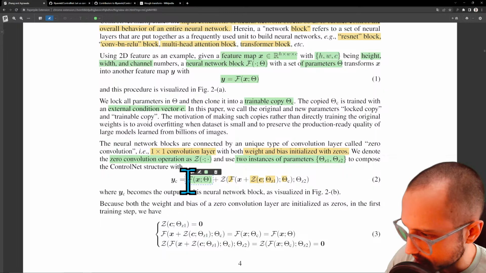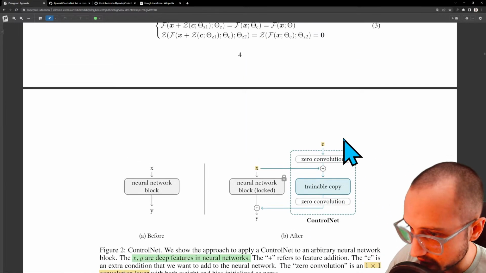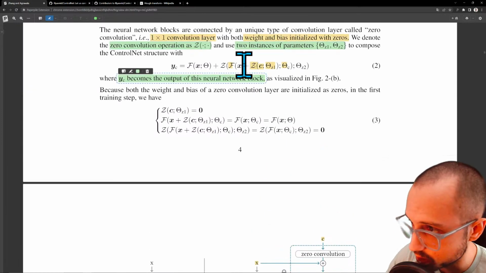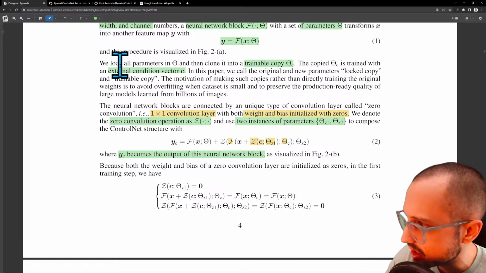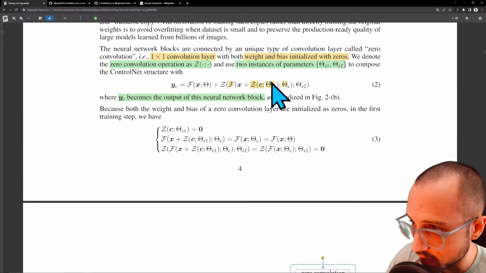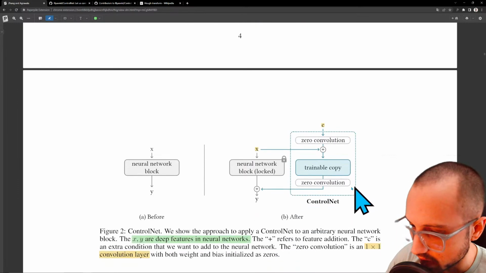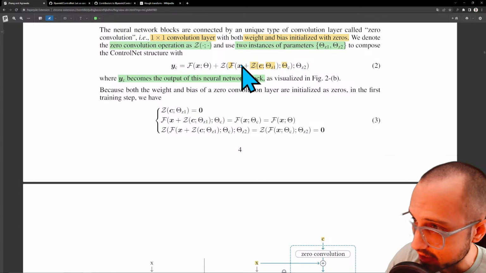Then here they say yc becomes the output of this neural network block. So this is basically the image that we saw here, right? So now we know that here it's just addition. They're just adding. So basically you take your context, I want to keep saying context, but it's condition. So you take your condition vector c here, you feed it through your zero convolution, which has theta Z1 here. Then you add to it your X.